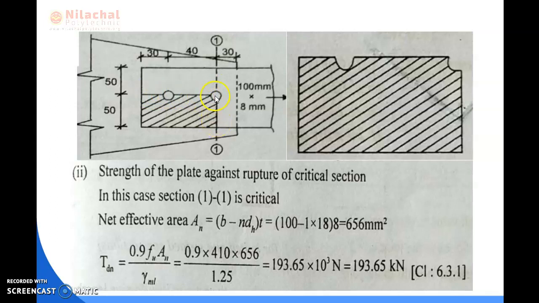So we just cut this portion and magnify it here. This portion will look like this.